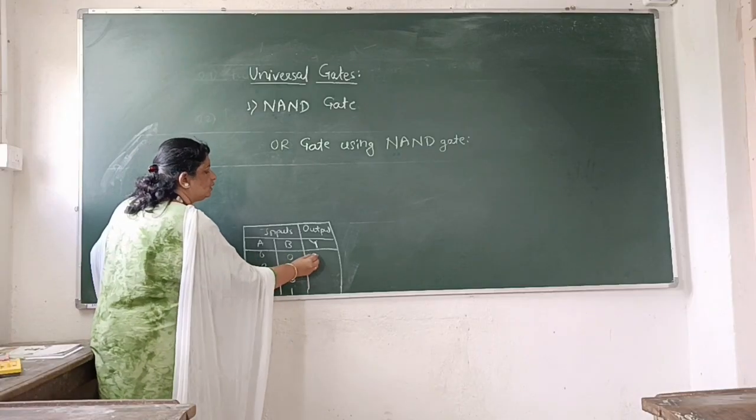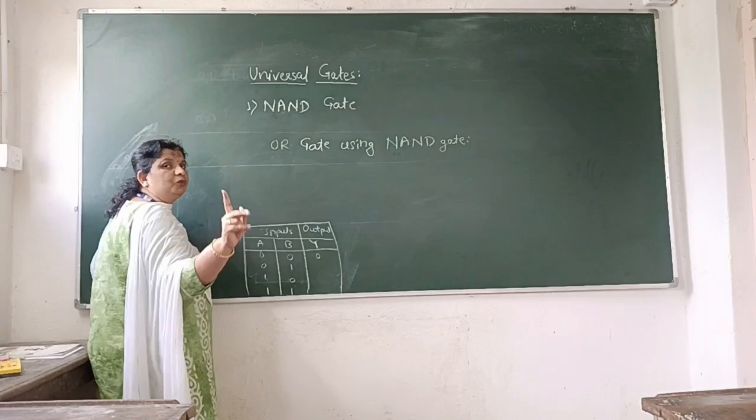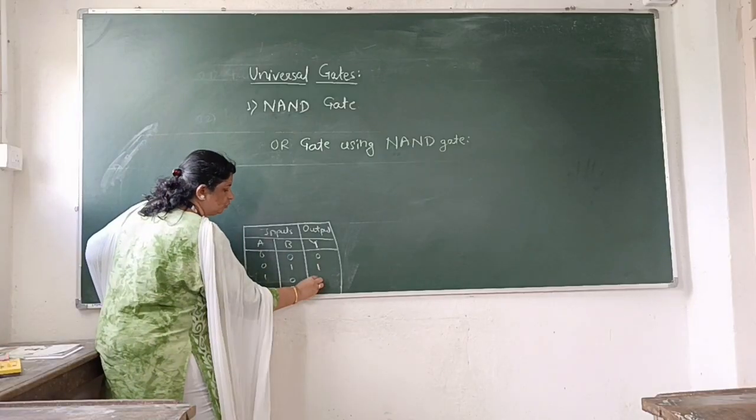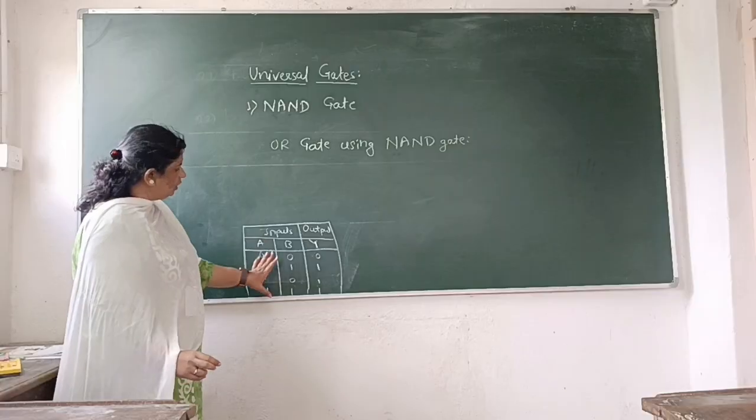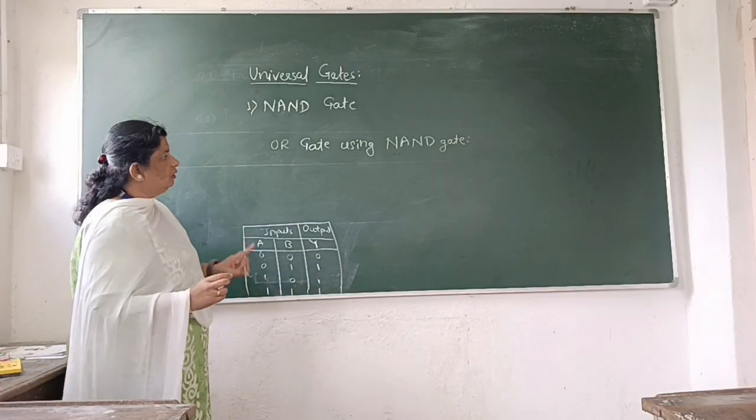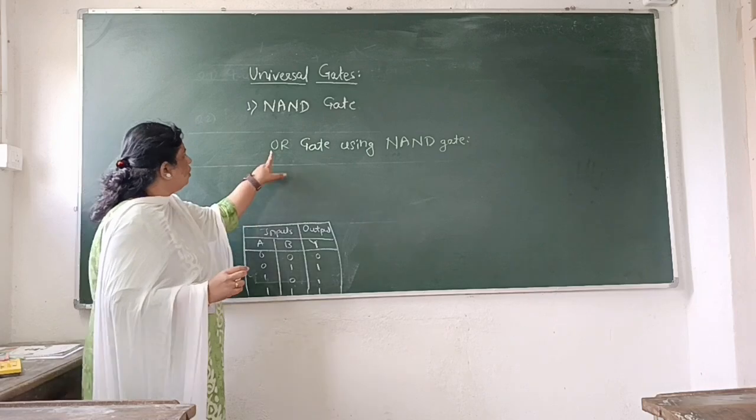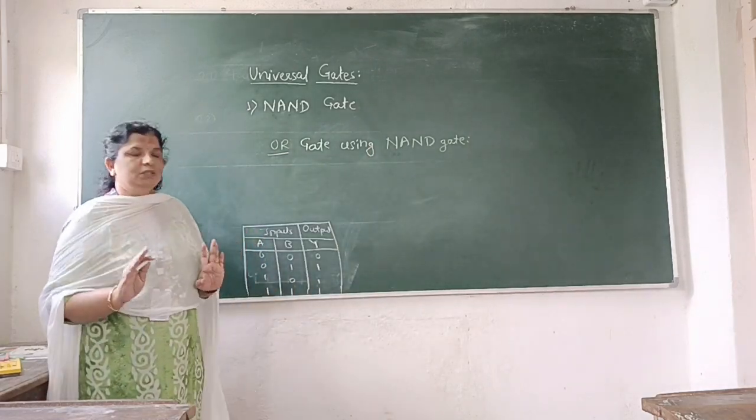When both the inputs are 0, the output of OR gate is 0. And if any one of the input is 1, the output of OR gate is 1. So for remaining rows, the output will be 1 1 1. Now we are going to verify this truth table and we are going to construct the circuit or the logic diagram for OR gate using NAND gate. So only we are allowed to use NAND gate here.